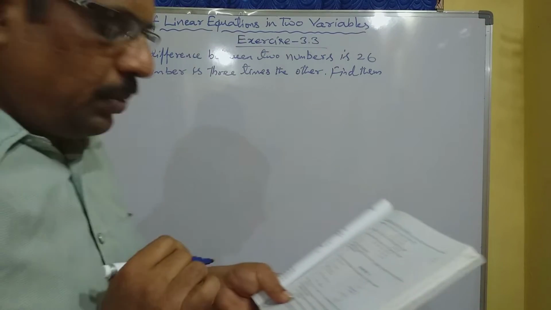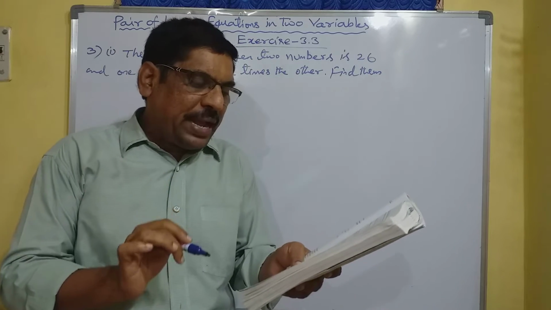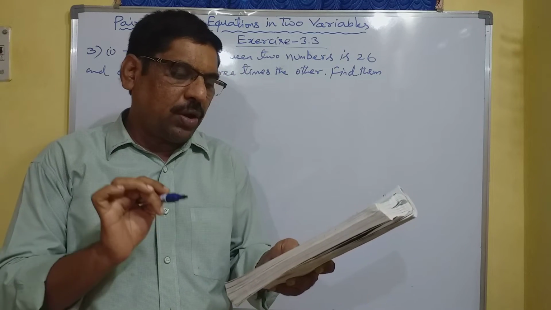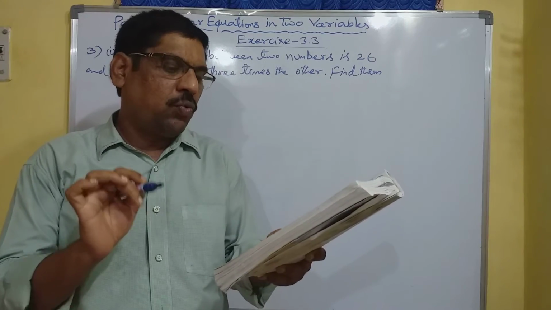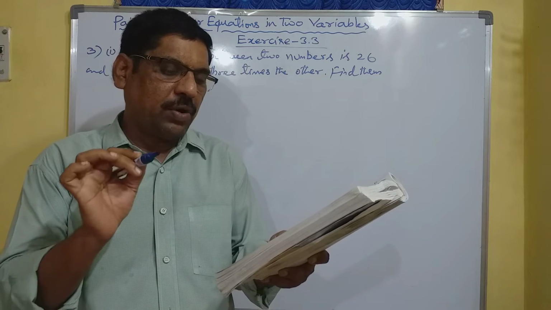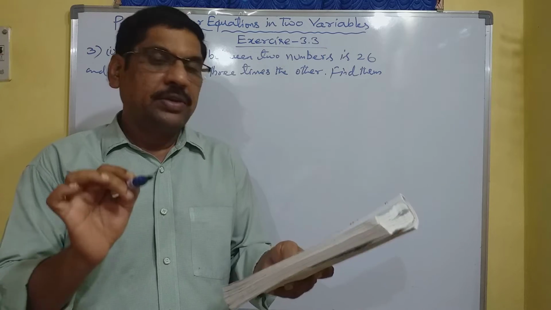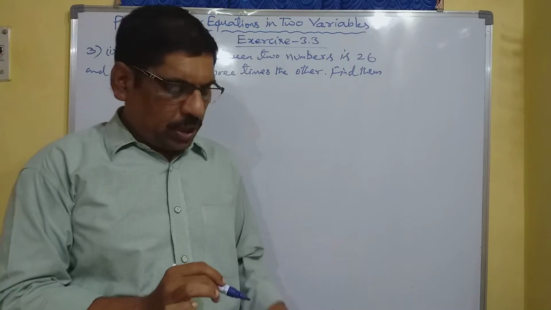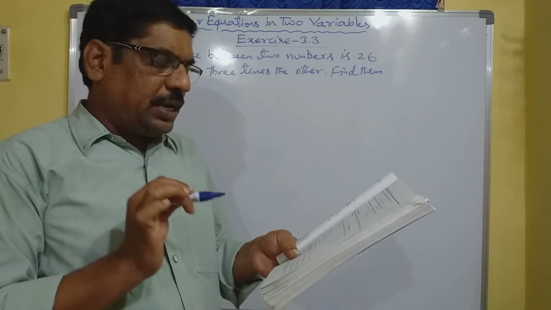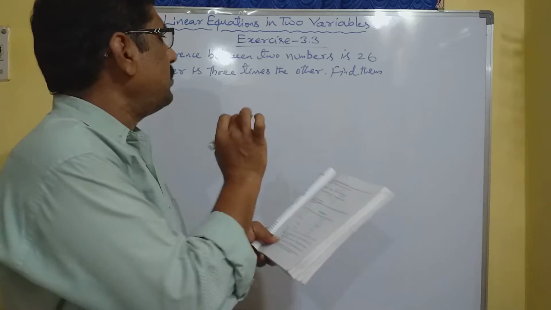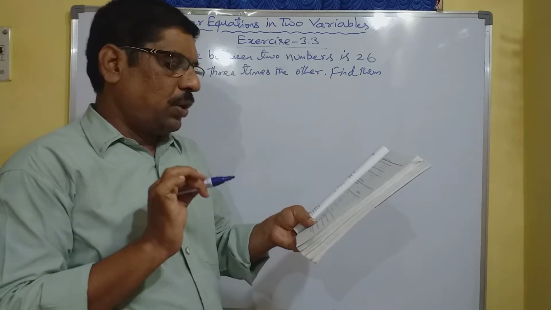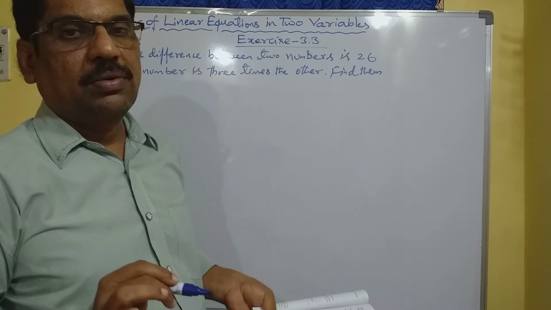Now look at the third problem. Form the pair of linear equations for the following problems and find their solution by the substitution method. Okay, here the first problem is: the difference between two numbers is 26 and one number is 3 times the other. Find them.